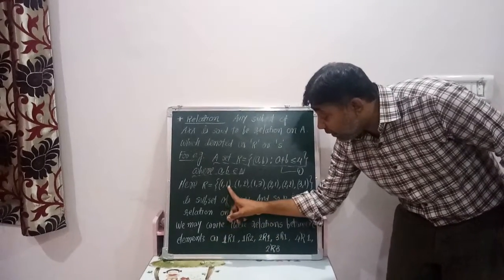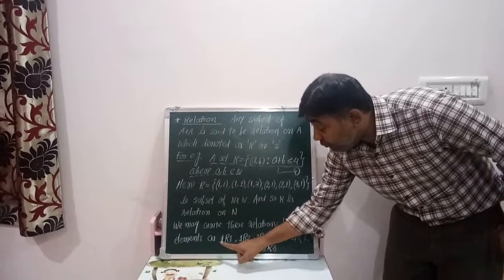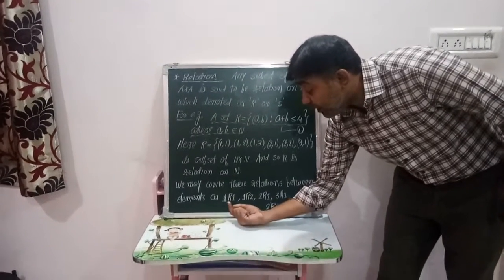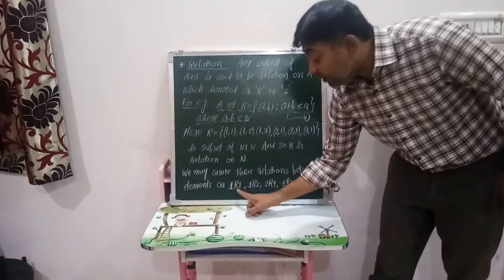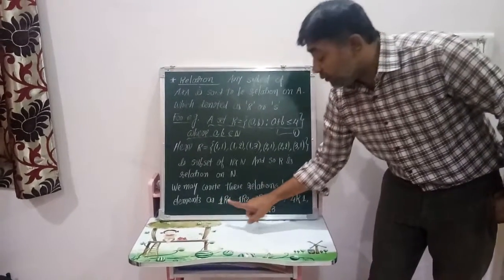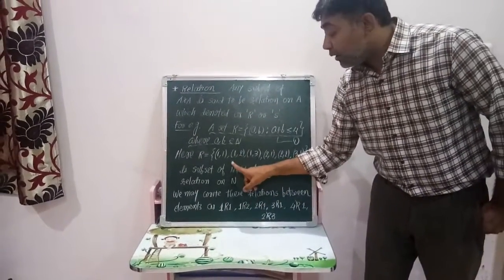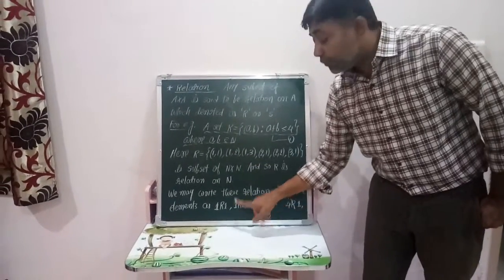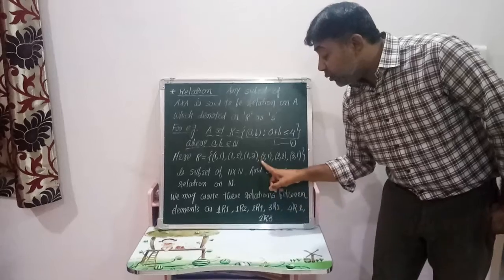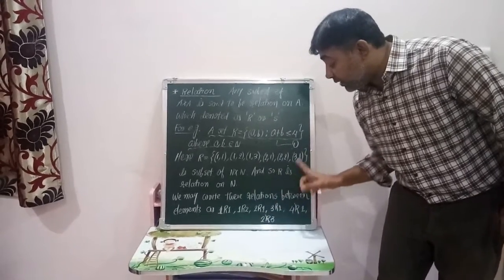See, 1 is related to 1, so we may write it as 1 R 1. What is the symbolic representation? This R means it represents the relation: 1 is related to 1. Similarly, see here, 1 is related to 2 also. 1 is related to 3 also. I am not mentioning that. 2 is related to 1. 3 is related to 1.